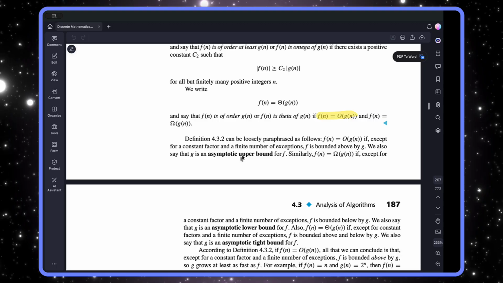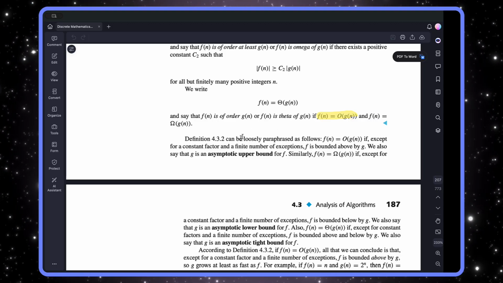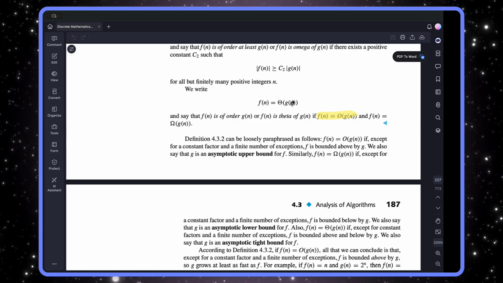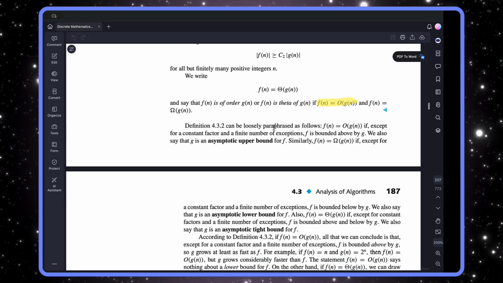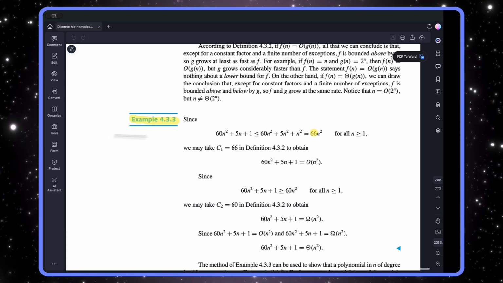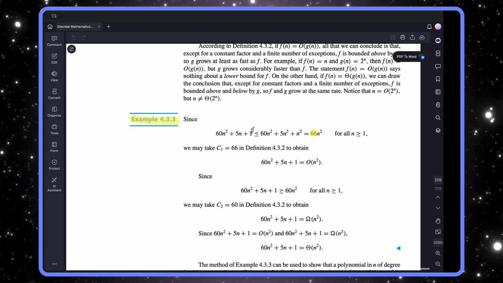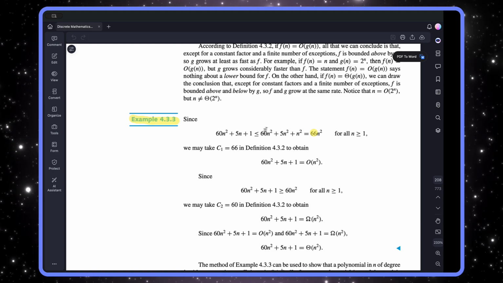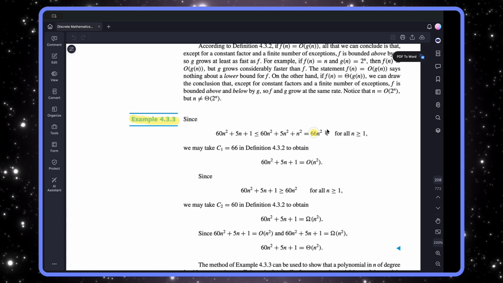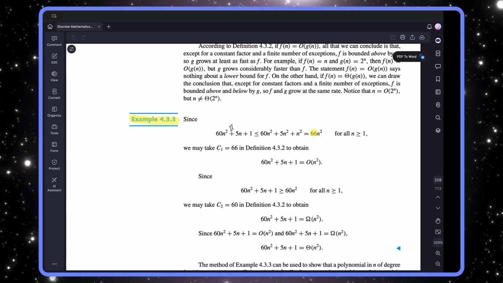In other words, this idea of being of order g of x is the idea that it grows very similarly to this function g. Let's look at some examples. Since this polynomial that we looked at first is actually less than or equal to 66 times n squared for all n greater than or equal to 1, because we just made this up.